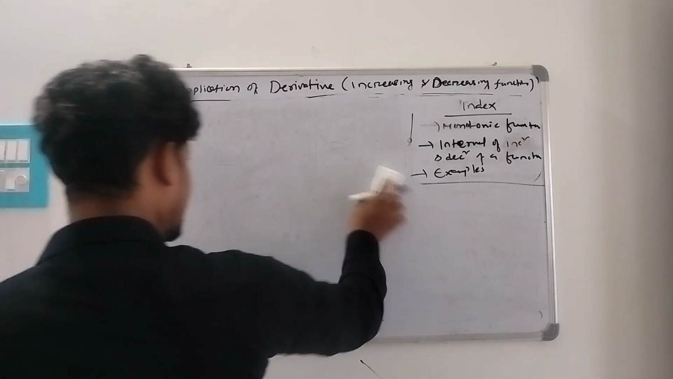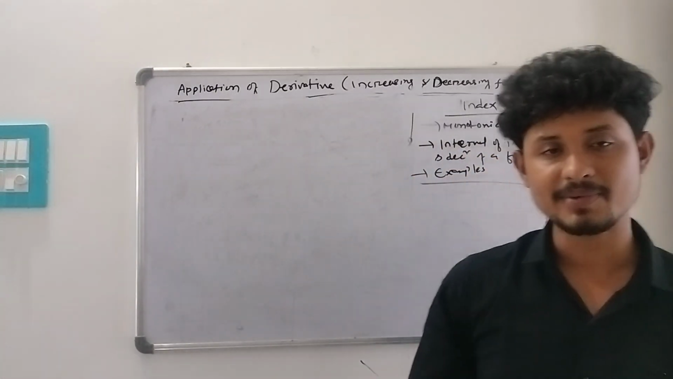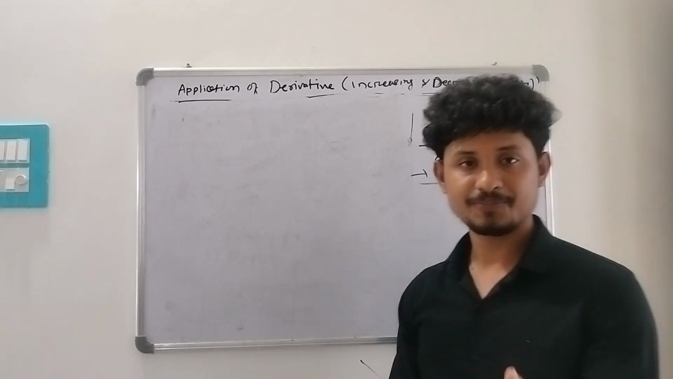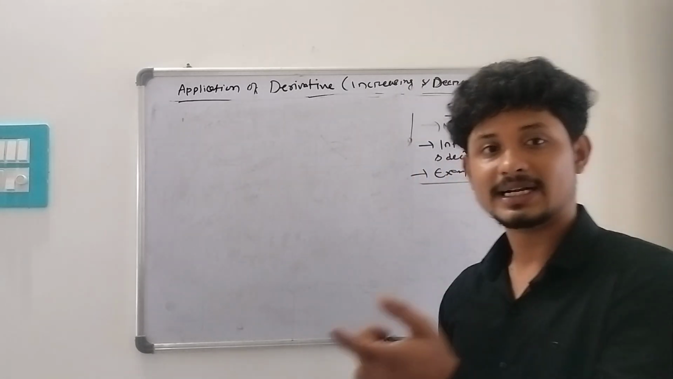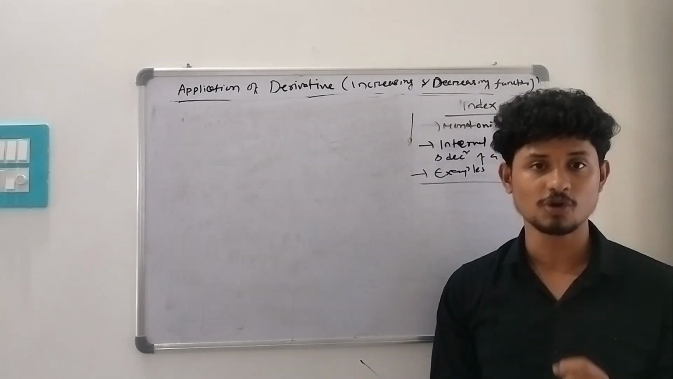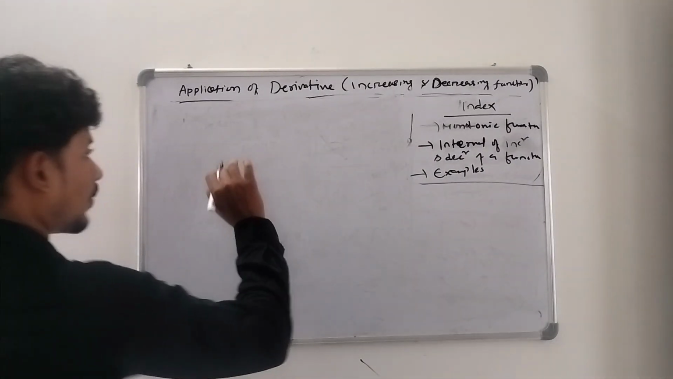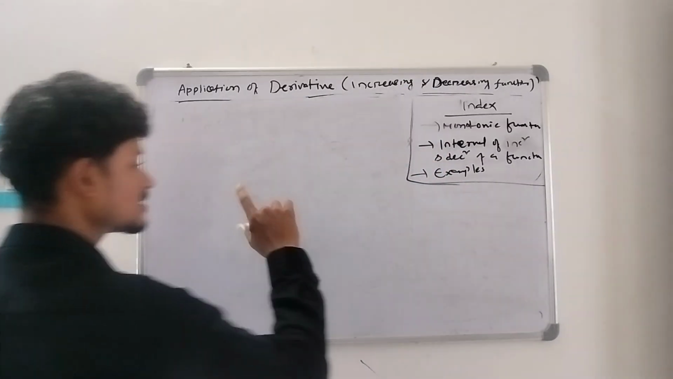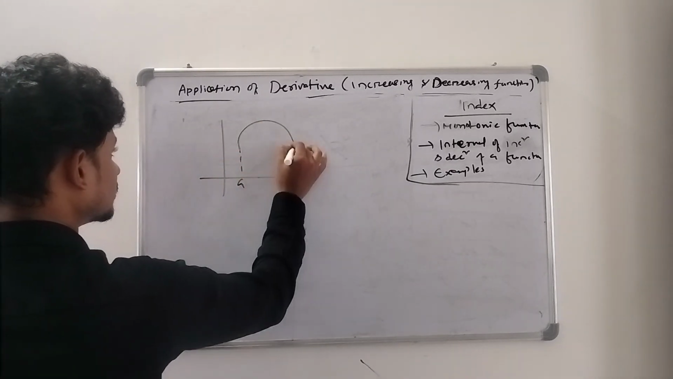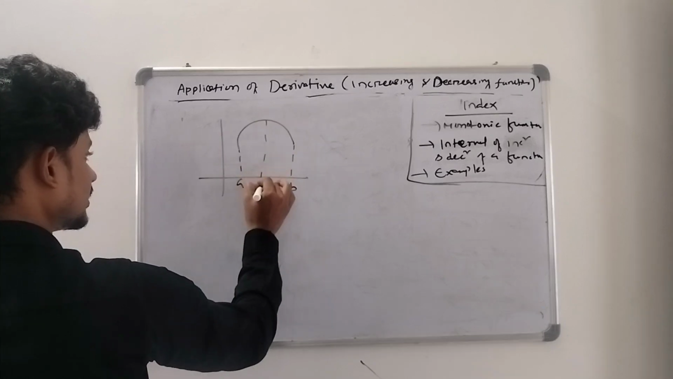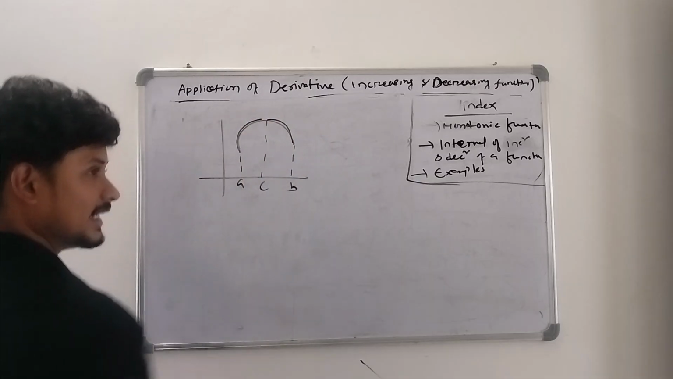But we can have a function which is increasing in one subinterval of its domain and decreasing in another subinterval of its domain. What will we do in that case? The concept of the critical point arises from this. If I take the graph of a function, you can see that from A to C the graph increases and from C to B the graph decreases.